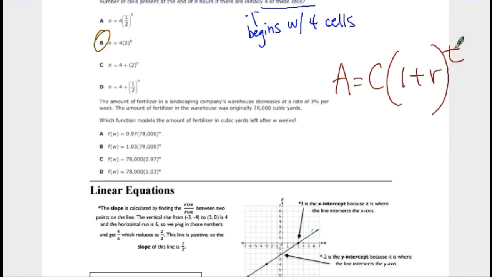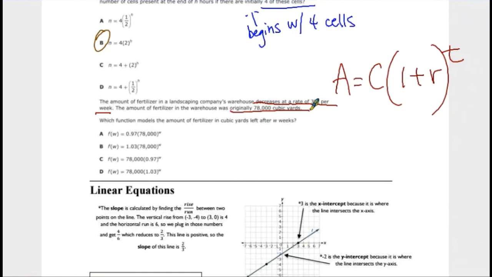All right, so it says the amount of fertilizer in a landscaping company's warehouse decreases at a rate of 3% per week. Decreases at a rate of 3% per week. It says the amount of fertilizer in the warehouse was originally 78,000 cubic yards. So that's what we started with. It says, which function models the amount of fertilizer in cubic yards left after W weeks?